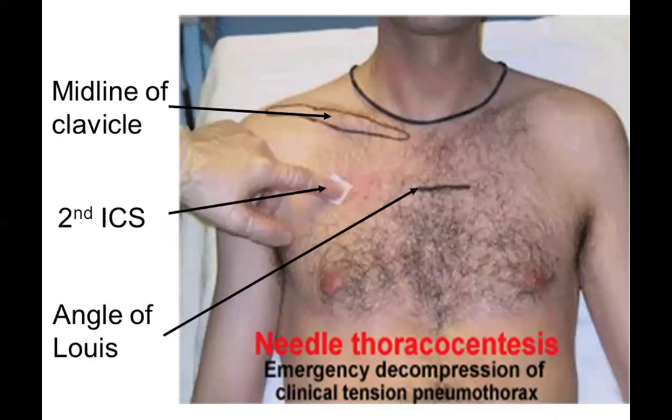If you're doing the midclavicular location, another easy way to quickly find it is the angle of Louis, and then just go lateral, and that'll be your second intercostal space.